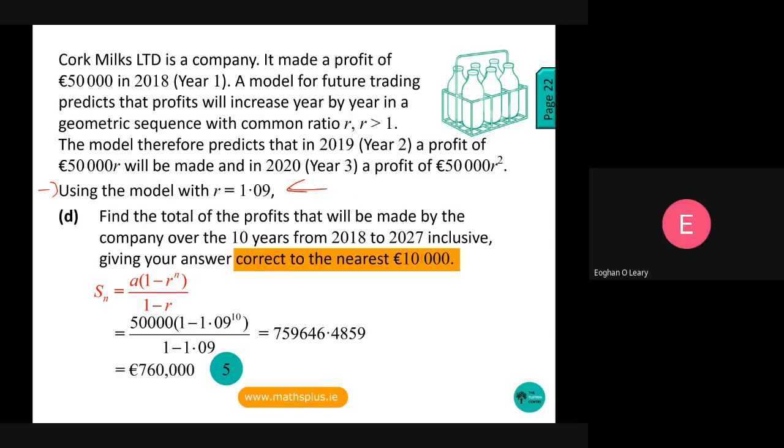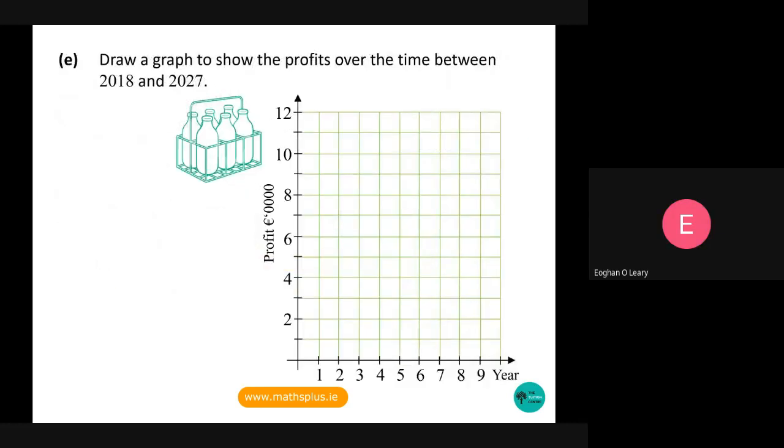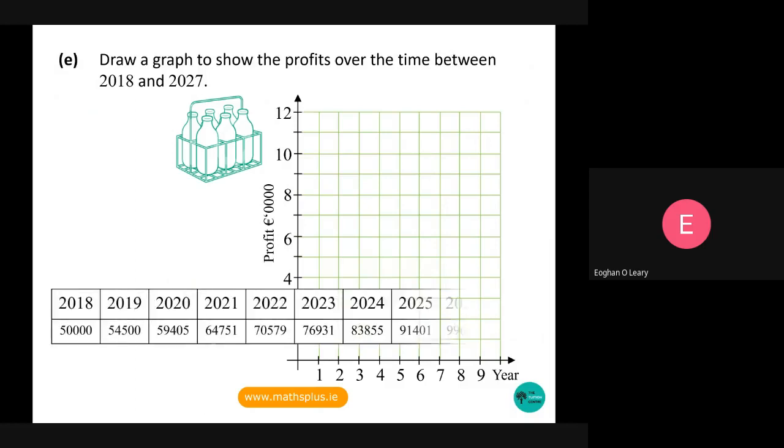Now we're on to part E. Draw a graph to show the profits over time between 2018 and 2027. You have your table, so you can figure this out from your Tn. Your Tn was equal to 50,000 times your r, which was 1.09, to the power of n minus 1. So you're just filling in that table for each n.